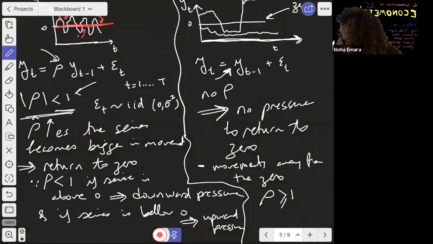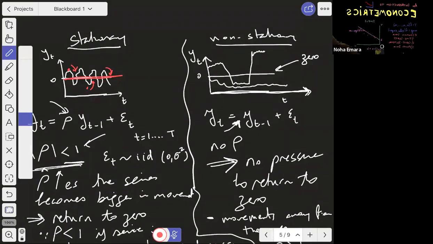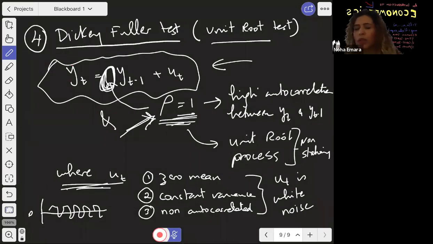Remember we said that if the model has a rho that is less than 1, then the model is non-problematic, the model is stationary, the model is not unit root. So I want you to link non-stationarity to unit roots. A unit root process is a non-stationary process, okay? So that's why you need to check whether you have a non-stationary process.